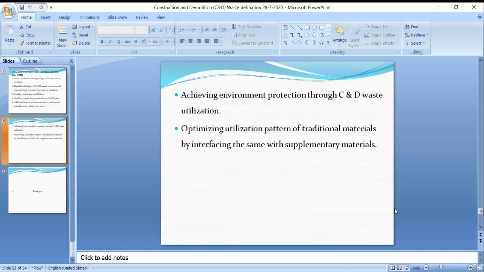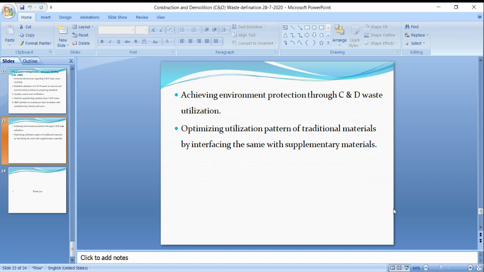So here is some of the achieving environment protection through C&D waste utilization. So optimizing the utilization pattern of traditional materials by interfering with supplementary materials. So at last, what NBC is looking for is to achieve environment protection by waste utilization, and also they are trying to optimize the utilization pattern so that it gives supplementary materials which are used for the construction.